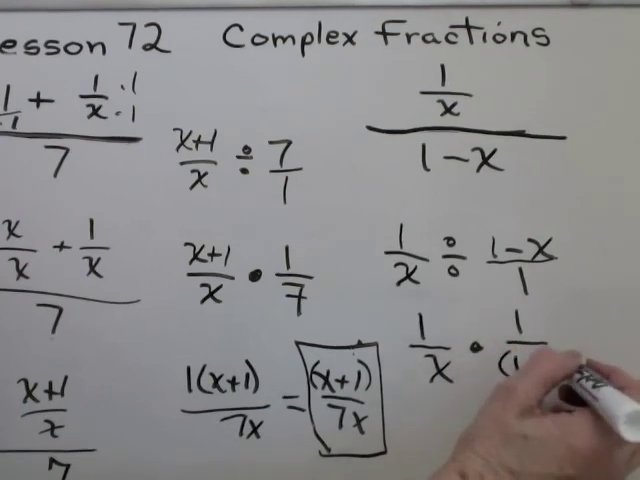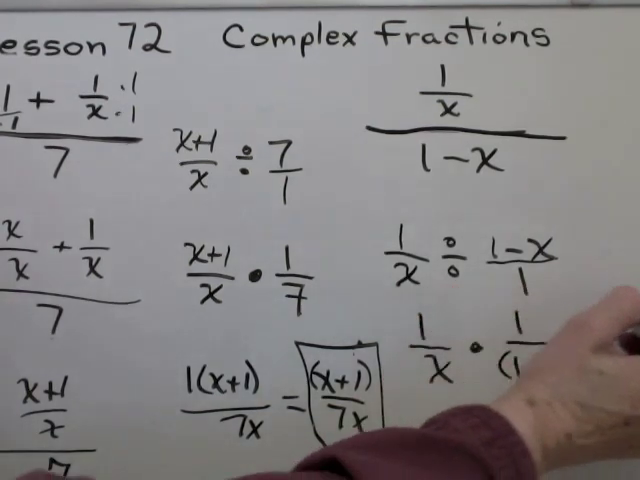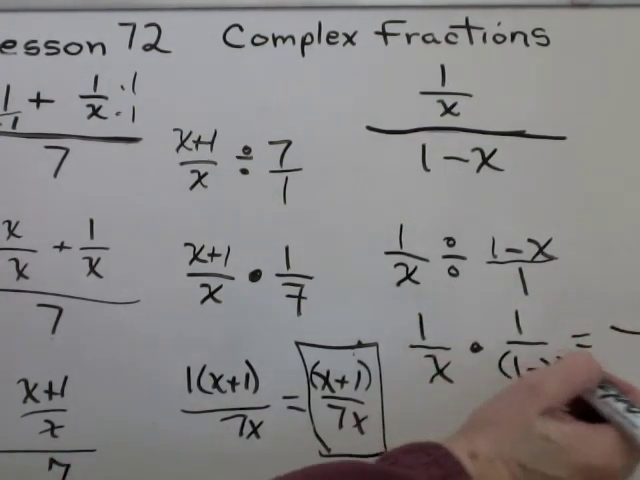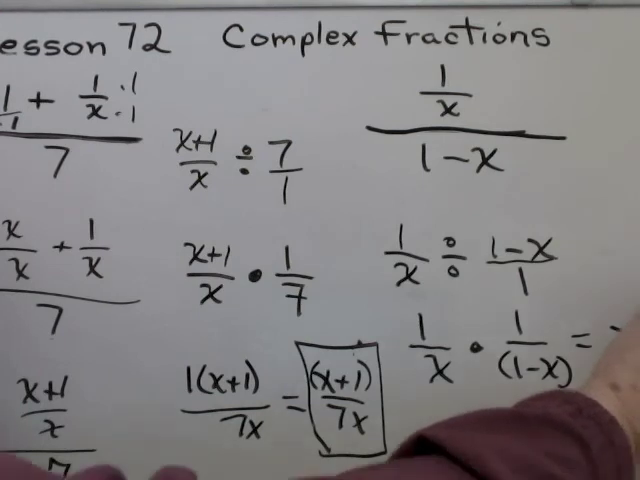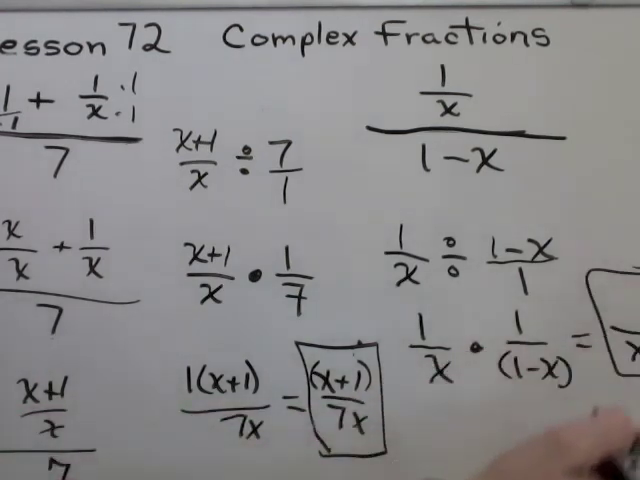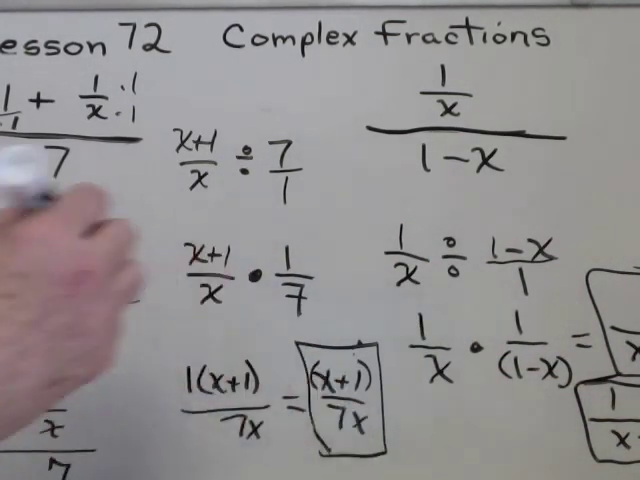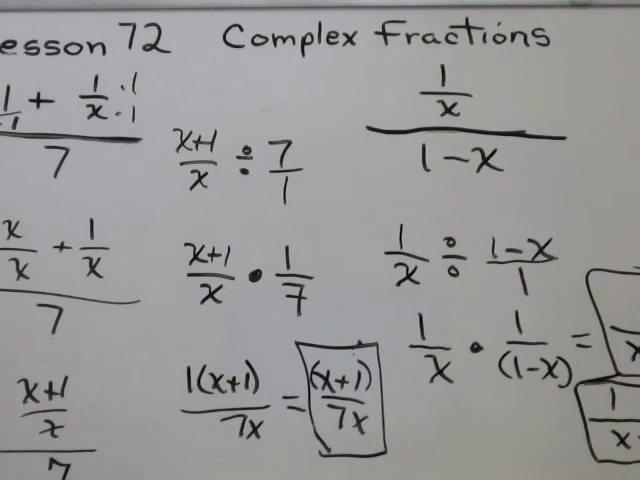and then multiply. What's 1 times 1? 1. What's x times 1 minus x? I can go x times 1 minus x. That could be the answer. Some people might write it this way, 1 over x minus x squared. They distributed the x. Both answers are correct. You should be able to do this assignment now, so good luck.